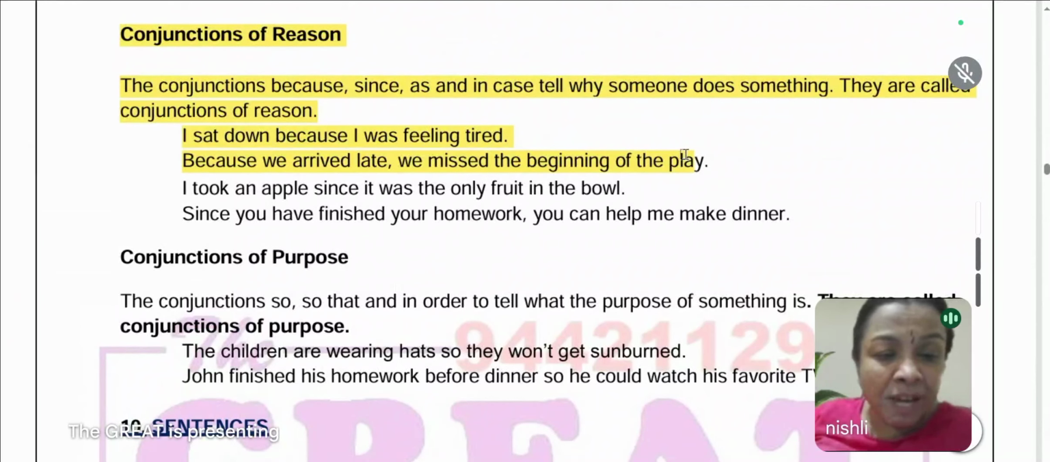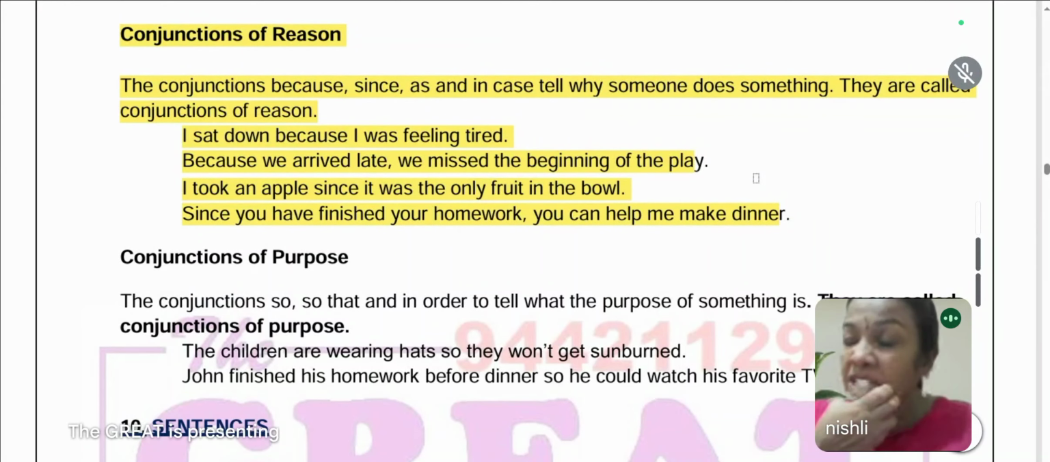Next is because we arrived late, we missed the beginning of the play. So because we arrived late, we came rather late. So you're giving the reason. We came late, so we were not able to see the beginning of the play. Already it was over. Next is, I took an apple since it was the only fruit in the bowl. So other things were there in the bowl. I took the apple because it was the only fruit in the bowl. So you're giving the reason. So since you have finished your homework, you can help me make dinner. So here too you're giving the reason. You have already finished your homework, so help me with dinner work.